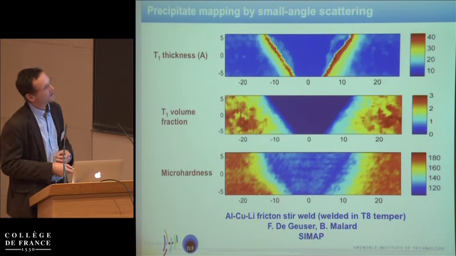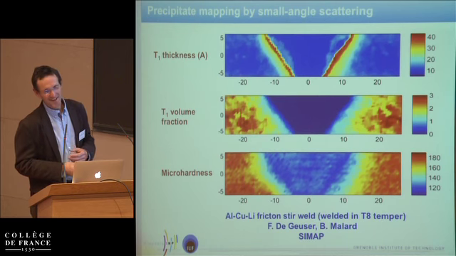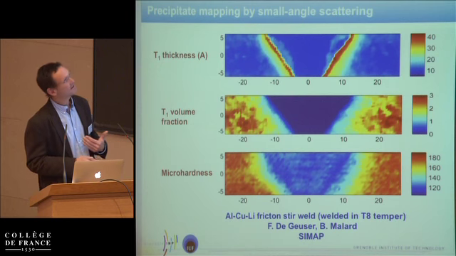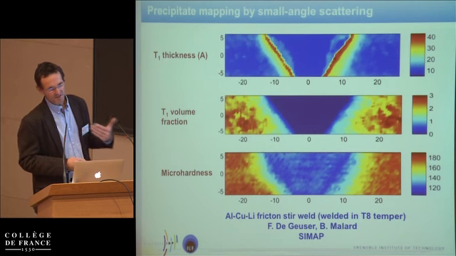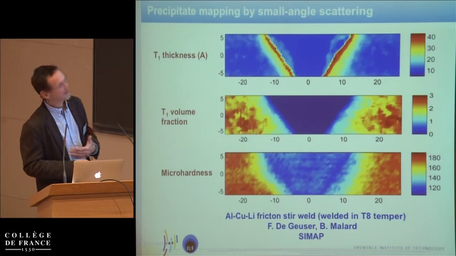So I haven't got an example of a composition gradient. It will come, but we don't have it yet, with this kind of characterization techniques. But at least you can map it. And here it's not a composition gradient. It's just a heterogeneous microstructure after friction stir welding.